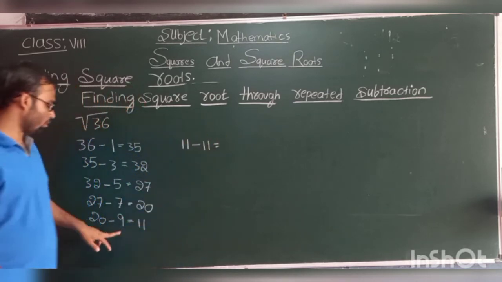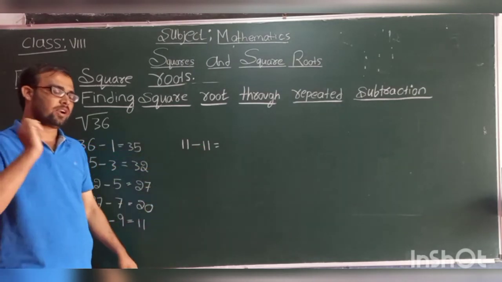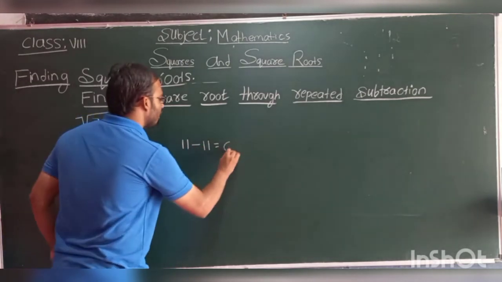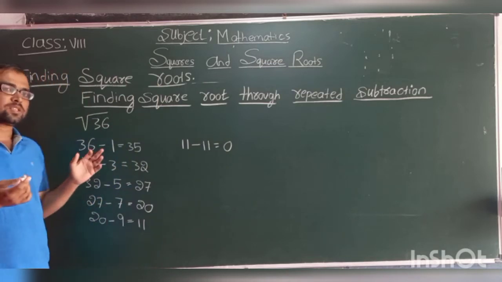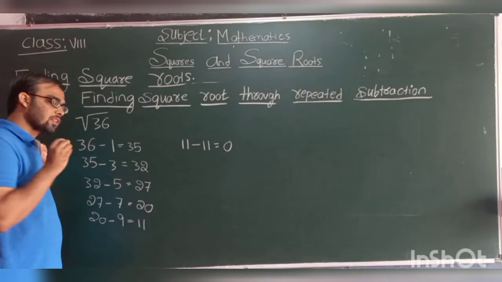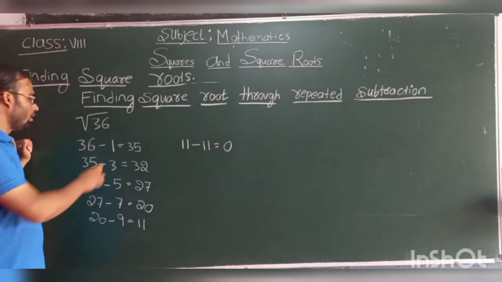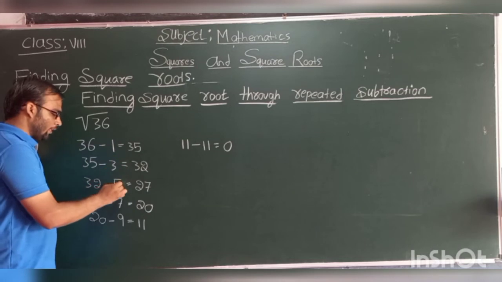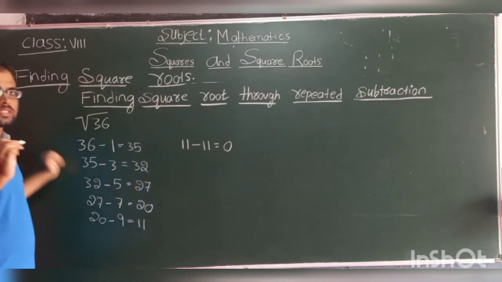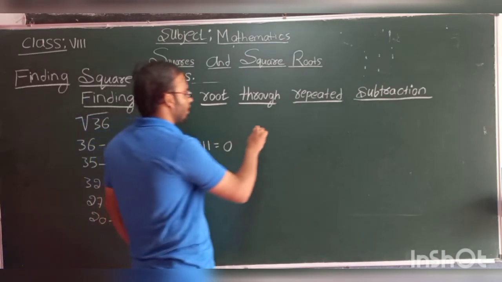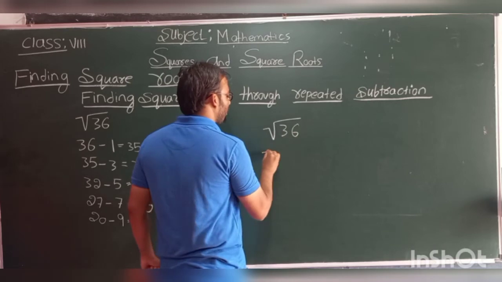Okay, so this 11 is what? And this 11 is what? The sixth odd number. So 11 minus 11 is what? 0. At last we have got 0 now, students. So how to find the square root of them? Just count how many odd numbers we have used in subtraction. 1, 2, 3, 4, 5, 6. We have used 6 odd numbers now. That is nothing but the square root of 36.